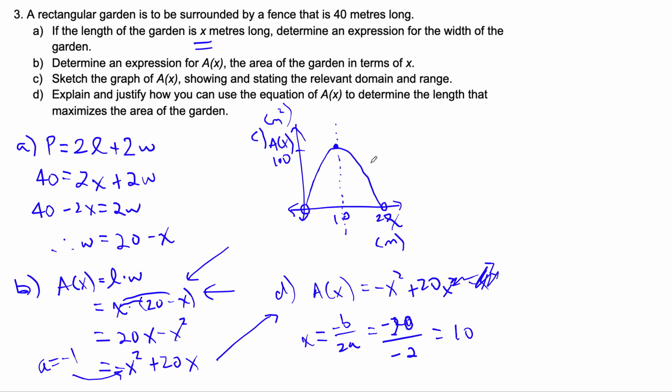Something else to recognize here, it's an additional point. How do we know it maximizes without graphing? Well, simply we can just look at the a value, and the a value is negative. Therefore, it must be opening downwards, or it's concave down, which implies that it has a maximum value. And that's it.